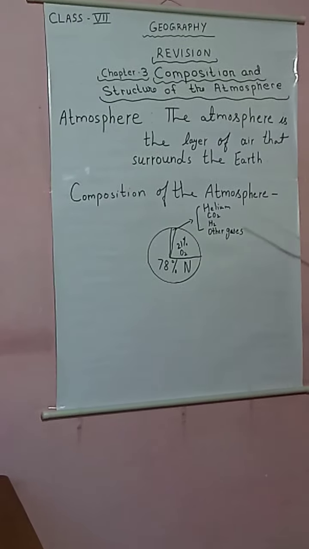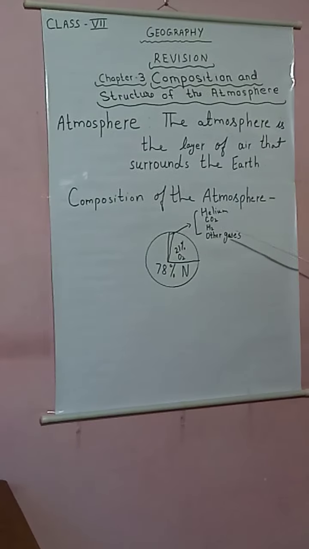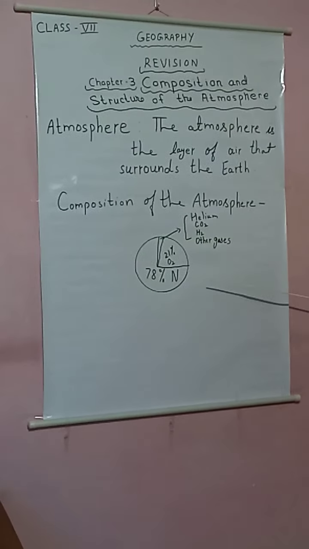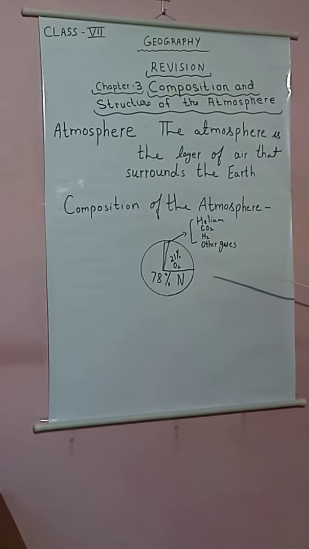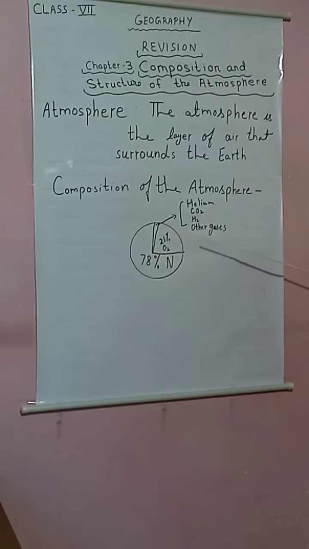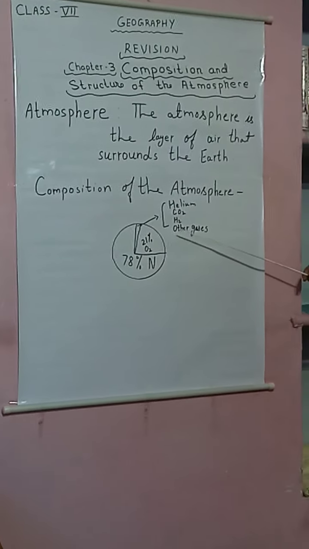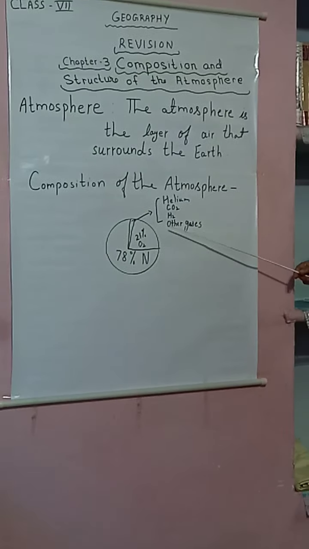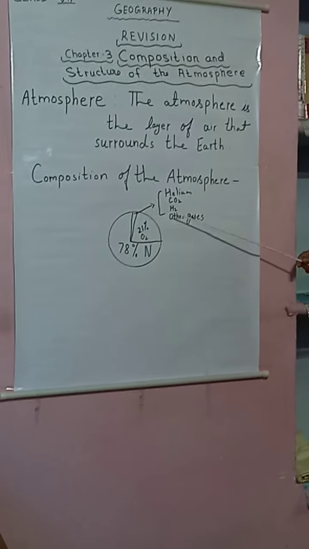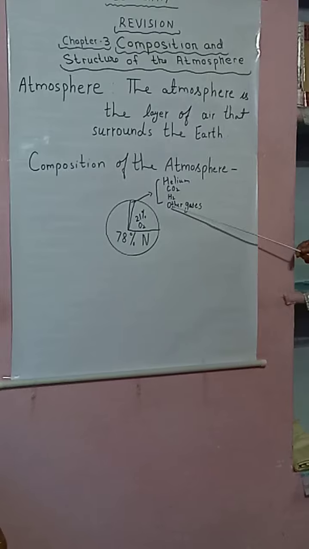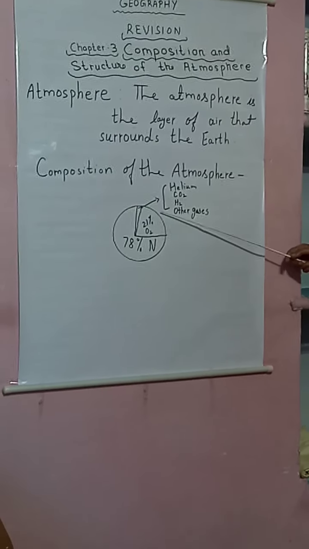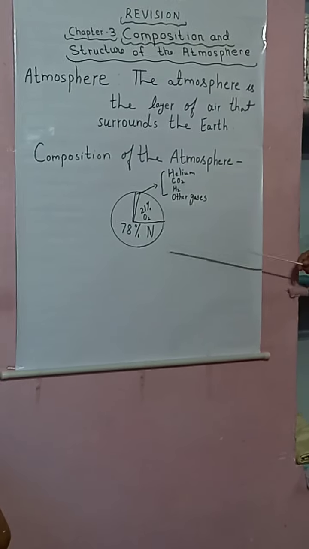The atmosphere is thicker and heavier near the surface of the earth and becomes less dense with an increase in height above sea level. The gravitational pull of the earth holds the air in place around the earth. The atmosphere therefore exerts pressure on the surface of the earth because of its weight.